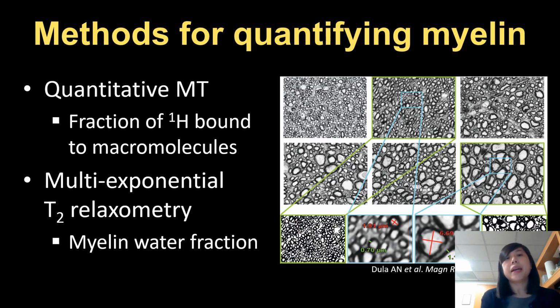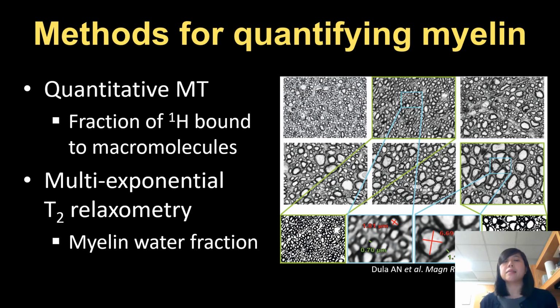There are a host of myelin-sensitive metrics that can be derived using quantitative MRI, and these metrics are essential for investigating MS pathophysiology, as they can help us probe lesion evolution and predict outcome, including the effect of therapy. So there are two main quantitative MRI methods for characterizing myelin content, namely quantitative magnetization transfer, or MT for short, and multi-exponential T2 relaxometry.